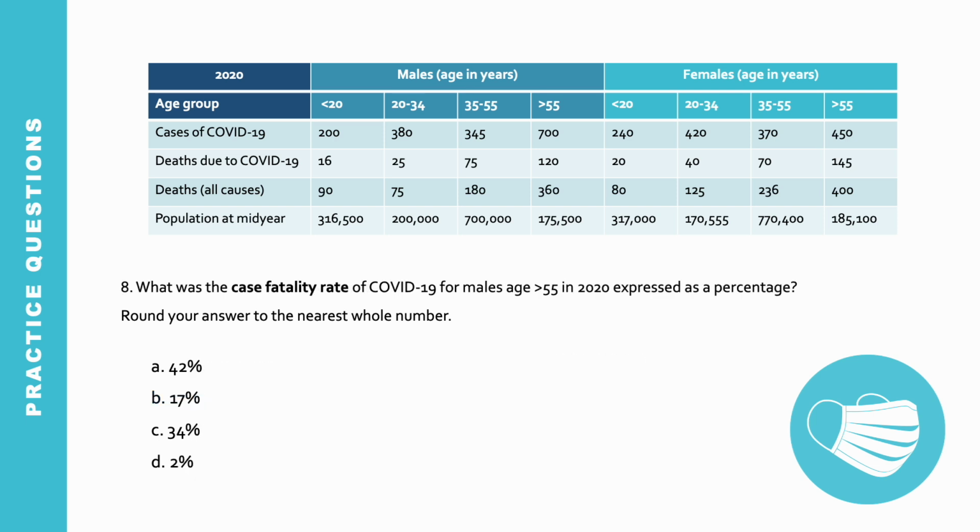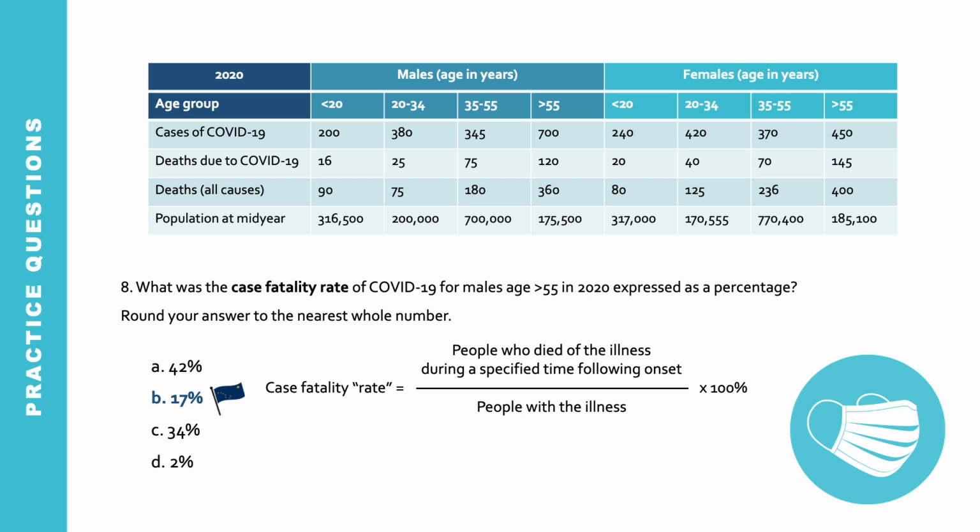What was the case fatality rate of COVID-19 for males over age 55 in 2020? Case fatality rate is actually a proportion. It's the number of individuals dying during a specified period of time following diagnosis or disease onset divided by the number of individuals with the specified disease multiplied by 100%. 120 men over age 55 died of COVID-19 in 2020, divided by the 700 cases of COVID-19 in that age group in men, multiplied by 100 is 17%.